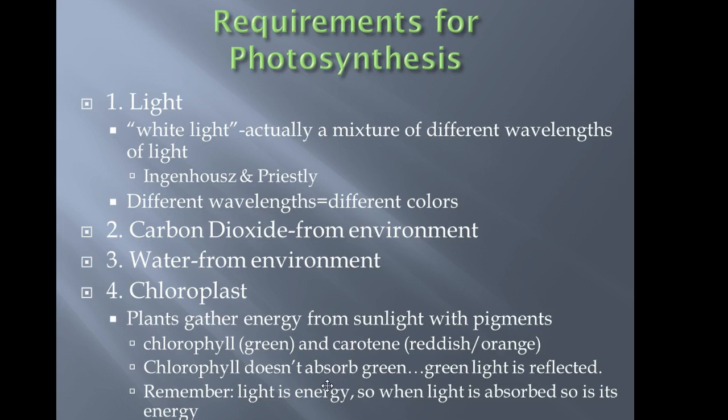For this portion, we're just going to talk about what goes into photosynthesis: reactants, products, and what the equation looks like. First thing we need for photosynthesis is light. White light, if you remember from physics, is actually a mixture of many different wavelengths of light.